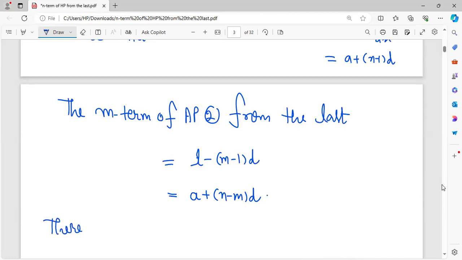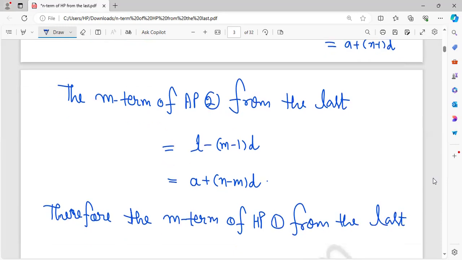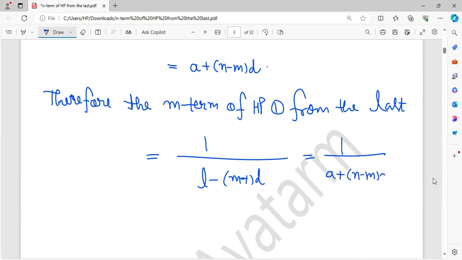Therefore, the mth term of HP from the last is equal to 1 upon L minus M into D, which is equal to 1 upon A plus N minus M into D.